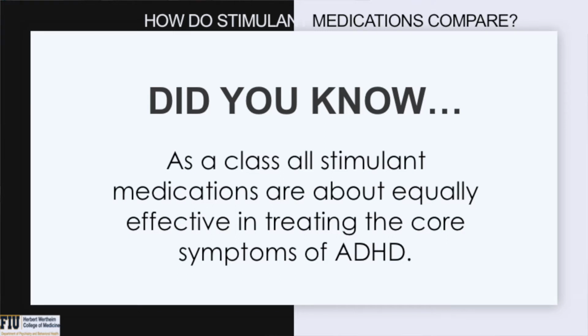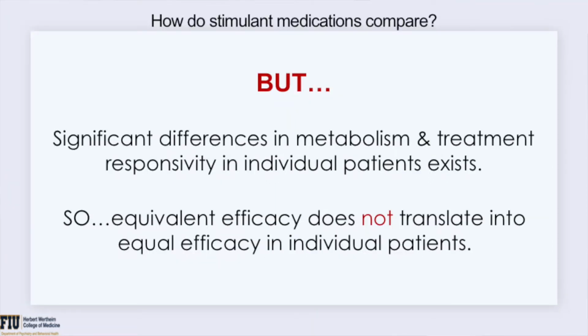When you use stimulants, right? If you look at stimulants as a class, they're all fairly equally effective in treating the core symptoms of ADHD. But when you really look at it, you go, gee, why does child A respond to this medication and child B respond better to this one and child C to this one? So what does that mean? That means equivalent efficacy doesn't translate into equal response in each patient, right?